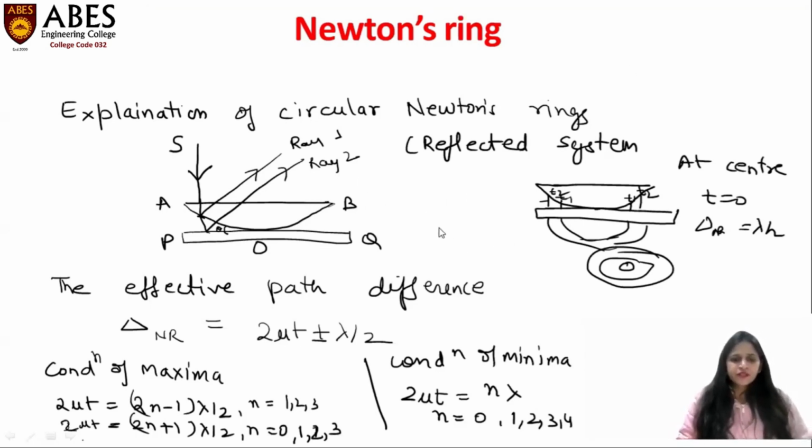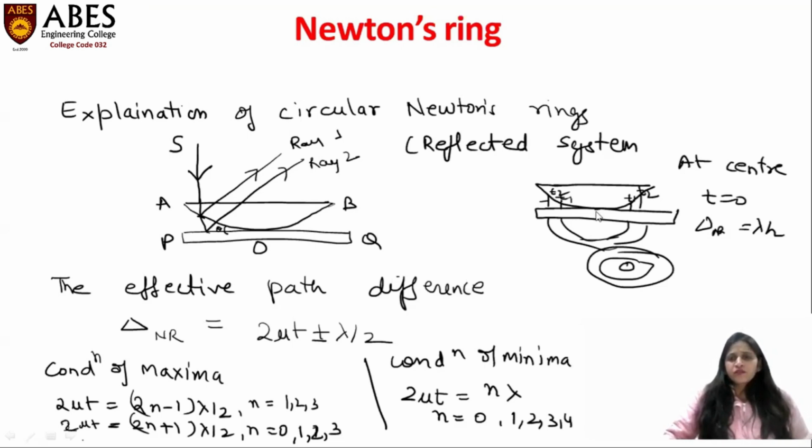So from here, you can understand that every fringe is the locus of points having constant thickness of the air film enclosed between the convex surface of the plano-convex lens and the glass plate. These loci are concentric circles with the center at the point of contact. Therefore, the fringes that are formed are in the shape of concentric rings with the point of contact of the film at the center of the ring. Okay, so this was the explanation.